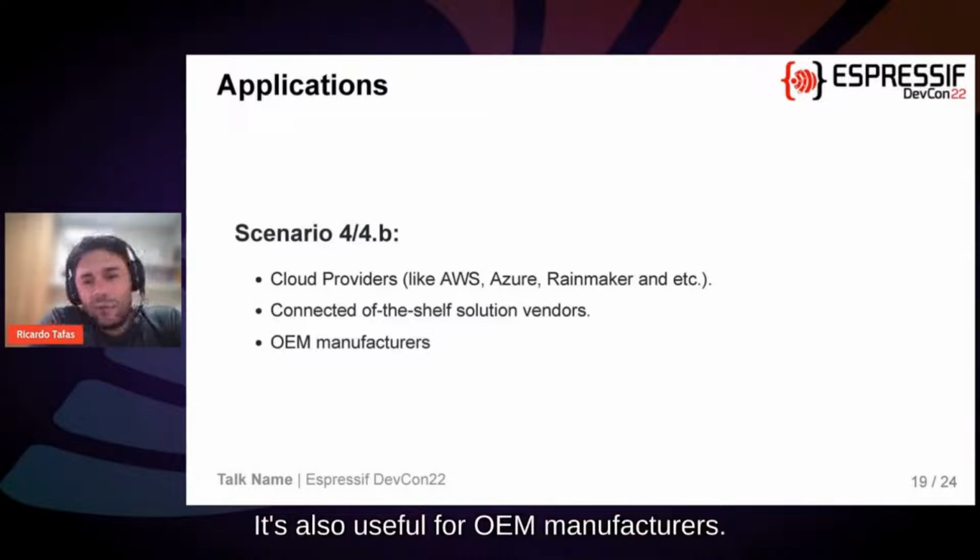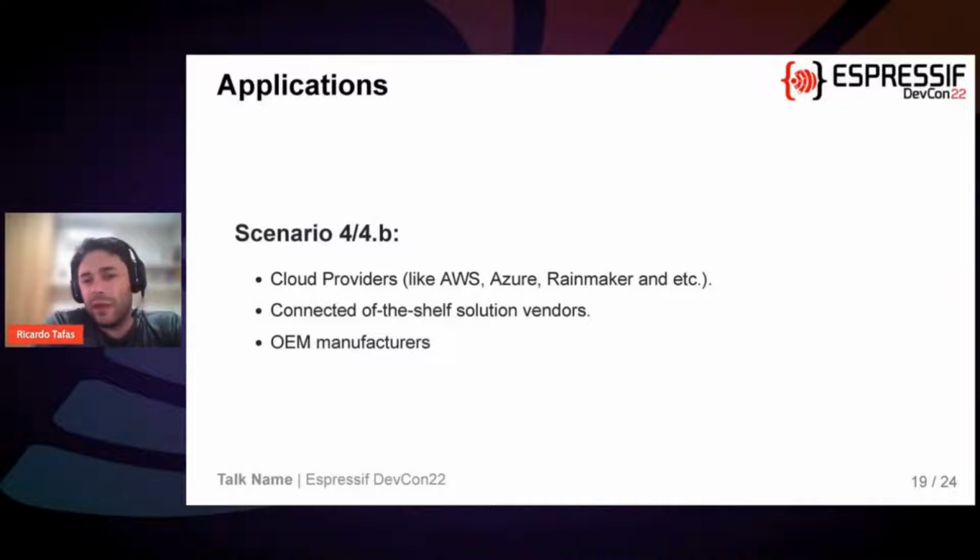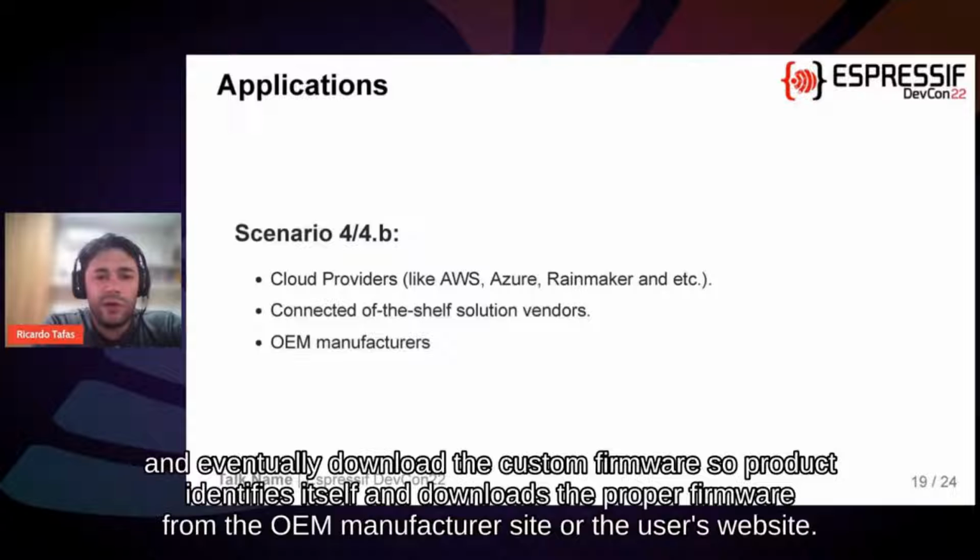It's also useful for OEM manufacturers. So the device ships out with zero programming, in the sense of product programming, but it can get connected to the internet and eventually download the custom firmware. So the product identifies itself and downloads the proper firmware from the OEM manufacturer site or the user's website.